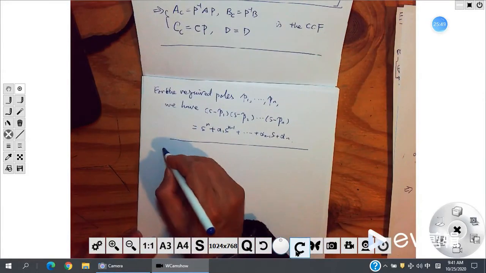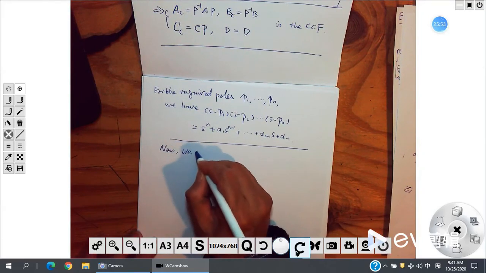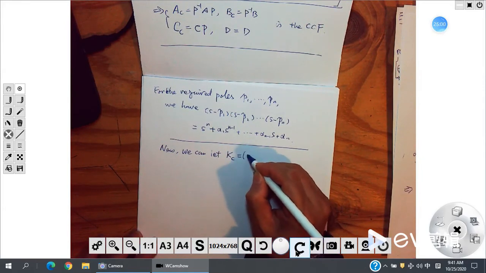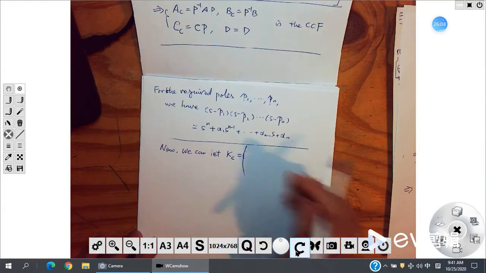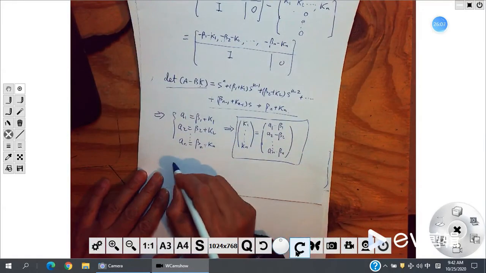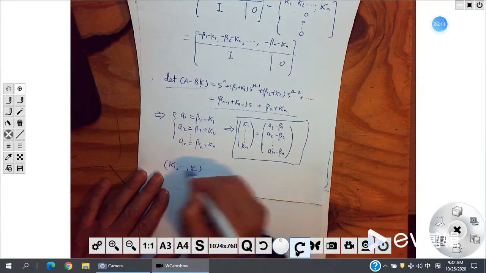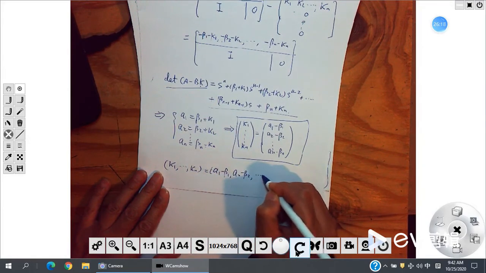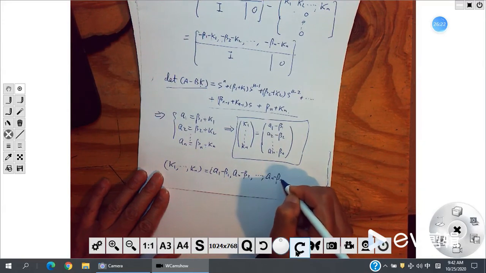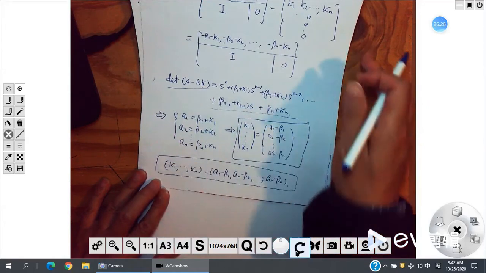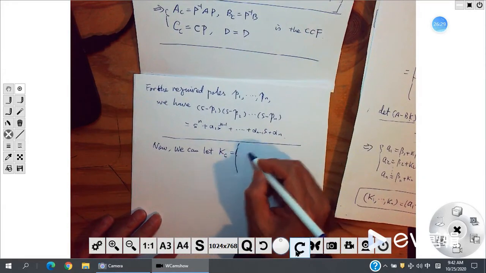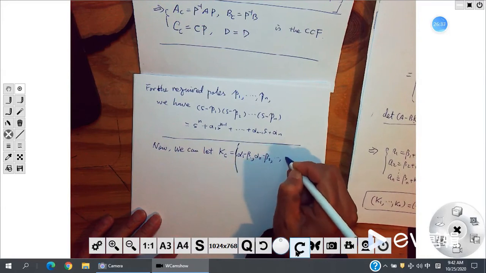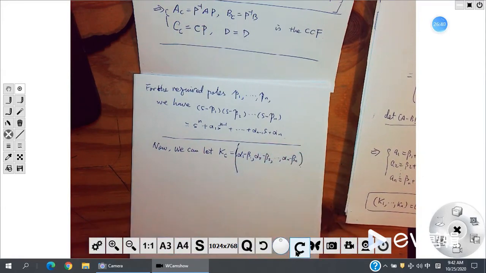Now we can have K. Let Kc be equal to that. K should be a row vector, sorry. K should be a row vector, right, this way. K1 to Kn should be A1 minus beta 1, A2 minus beta 2, an row vector. Just rewrite it again. An minus beta n, right? In this one, K will be this one. So now this is Kc, right? This is alpha 1 minus beta 1, alpha 2 minus beta 2, alpha n minus beta n. And we have this. This is Kc.